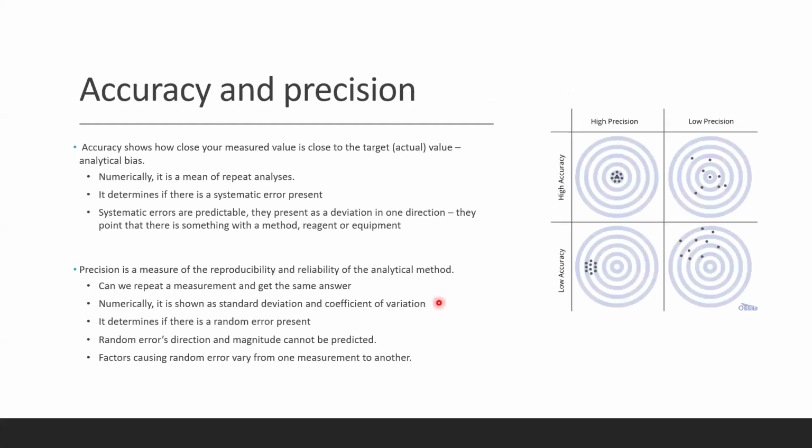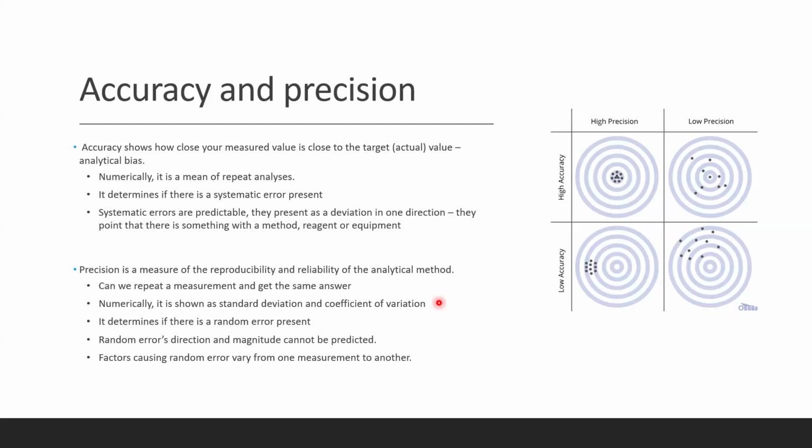I'll show this slide on accuracy and precision, and I know you've seen it across multiple presentations over the last few months and weeks, but I think it's relevant to touch base on accuracy and precision because this applies to EQA equally. Accuracy, as we know, shows how close our measured value is to the target value, and it shows analytical bias. Numerically or statistically, it's presented as a mean of repeated analysis. For that reason, it determines if there is a systematic error present.